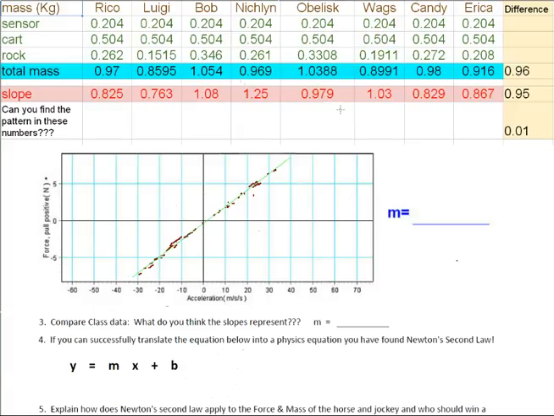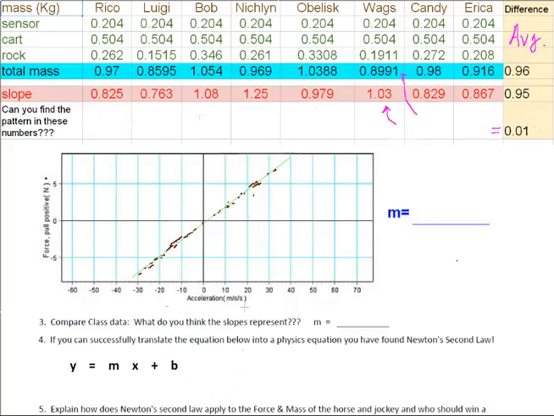the slope was entered here in the red, and the total mass of the rock and the cart system along with the force sensor was measured there. These numbers don't look exactly the same, but when you take the average of these numbers over here and you look at the difference between them, the difference is quite small.